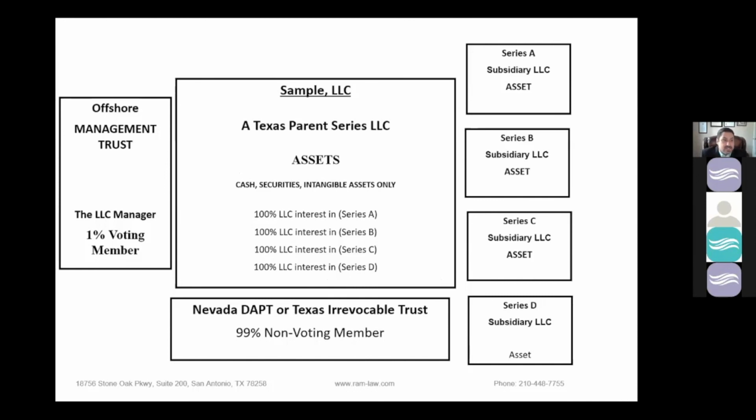If you have an existing LLC and you want to convert it into a series LLC, all you have to do is file a restated certificate with the Secretary of State, and the restated certificate will have the language of the series LLC, and that's how you can convert an existing LLC into a series LLC. You file an assumed name certificate with the Secretary of State.